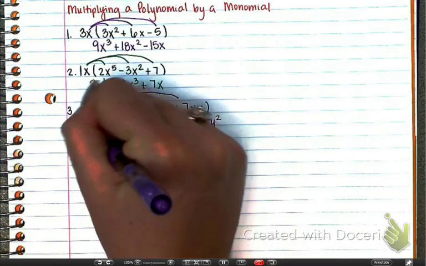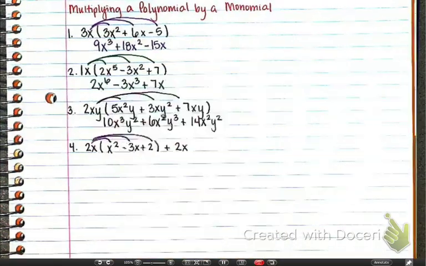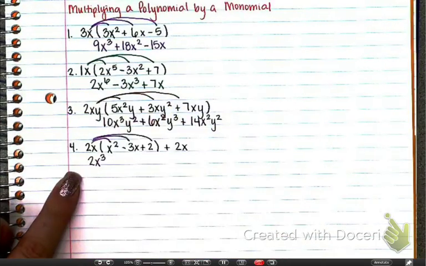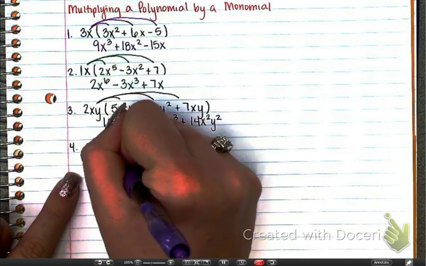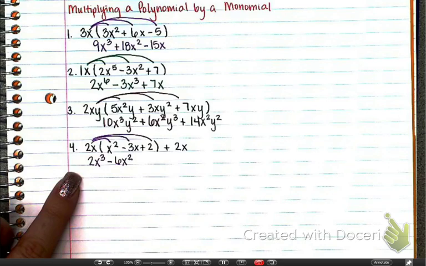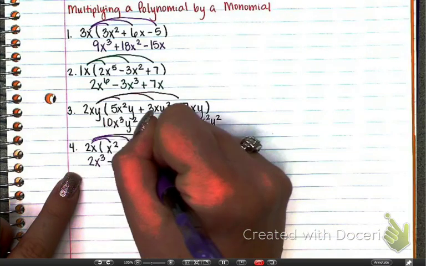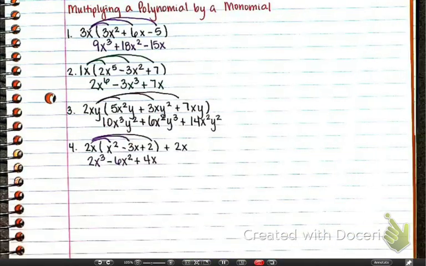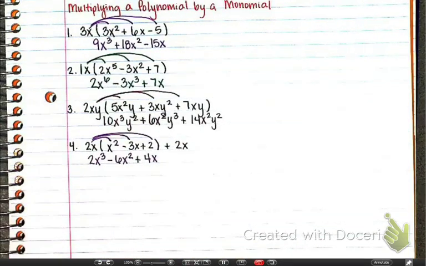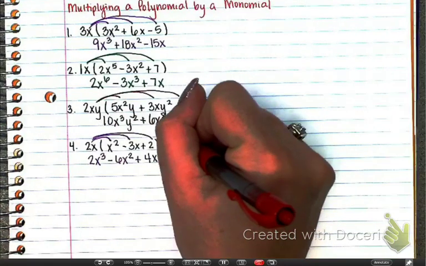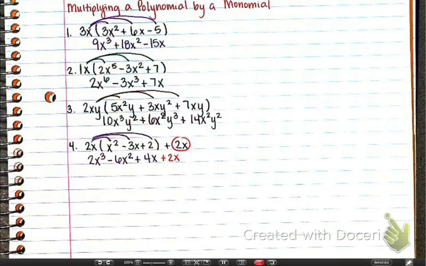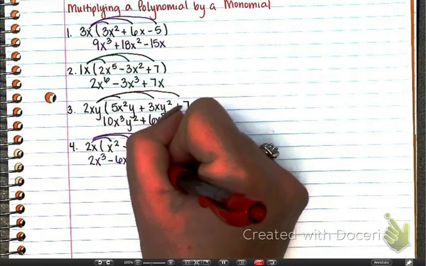So if we distribute first, we get 2x to the third minus 6x squared plus 4x. So that's what we did when we distribute into the parentheses. I have to combine like terms with that 2x. What can I combine with the 2x? The 4x.